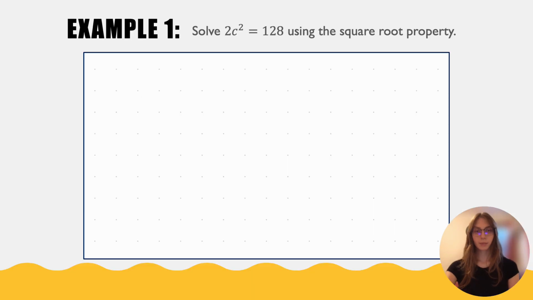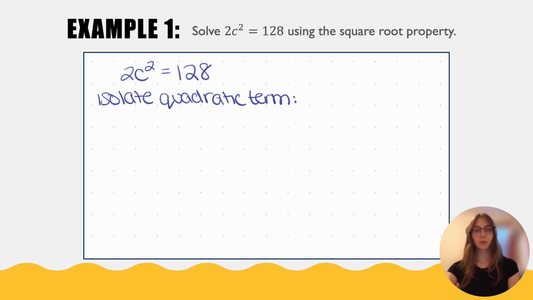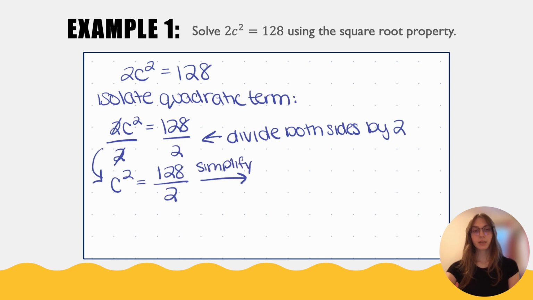Let's take a look at an example problem. Here we have 2c squared equals 128, and we want to solve using the square root property. First we have to isolate our quadratic term. In this equation, our quadratic term is c squared. So first, we're going to divide both sides of the equation by 2 to eliminate the 2 attached to the c squared on the left side and get our quadratic term alone. This gets us c squared equals 128 over 2, and we can simplify this further to get c squared equals 64.